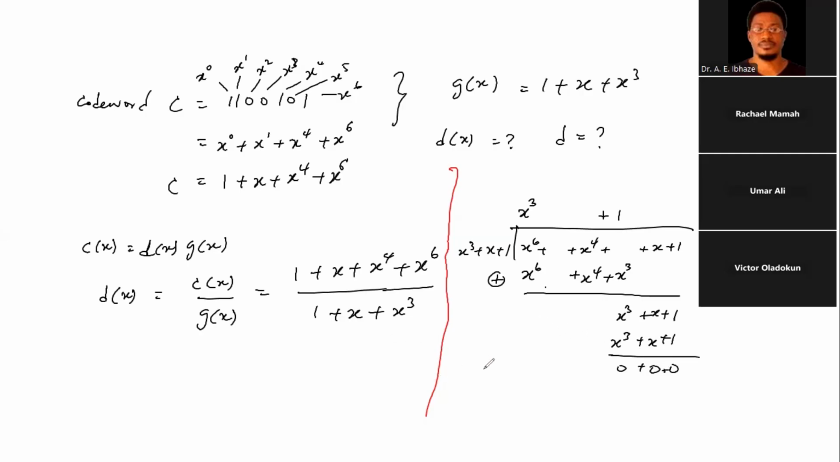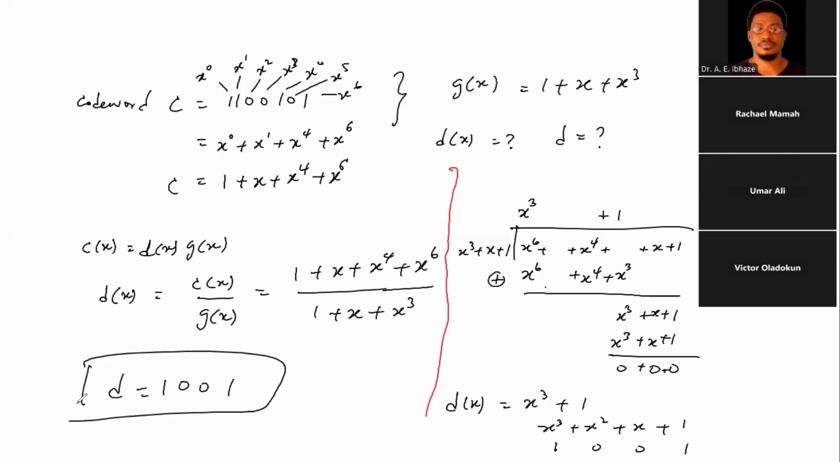So it means that the data word is the same as x cubed plus 1. Okay? So it means that if we now open this up, this x cubed plus x squared plus x plus 1, this is 1, this is 0, this is 0, this is 1. So our data word is 1001. Is that clear?